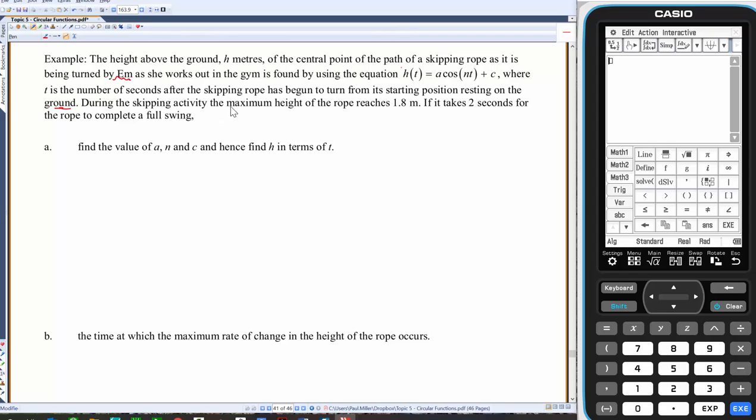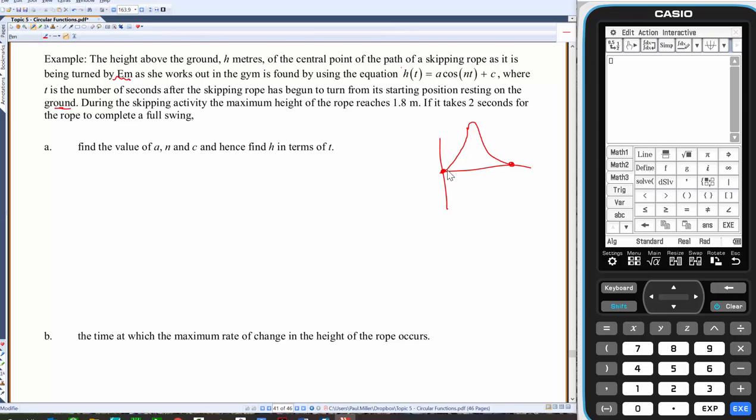All right, during the skipping activity, the maximum height of the rope reaches 1.8 meters and it takes 2 seconds for the rope to complete a full swing. All right, here we go. This is what I think happens here. So we've got this cosine function, and I think it's got to start at the origin. And what it's going to do is the rope comes up, reaches its maximum point, and then comes back down again to the ground. Okay, and that's the model of M turning the rope.